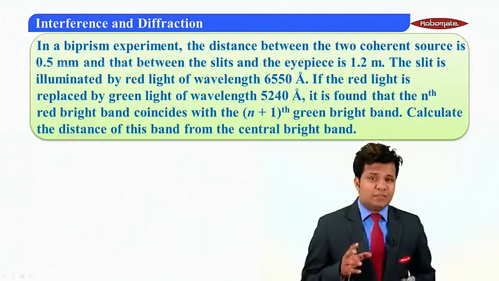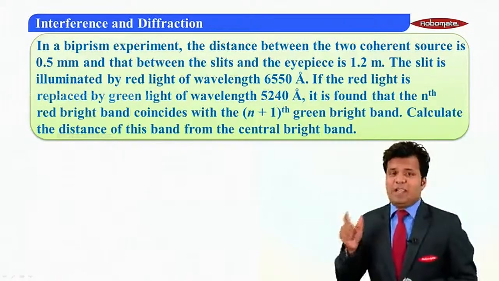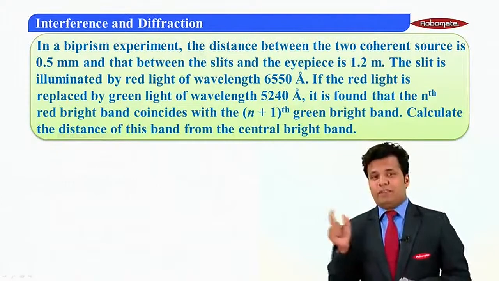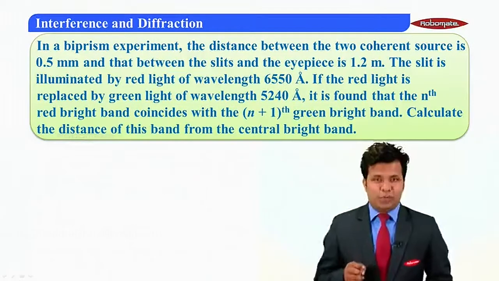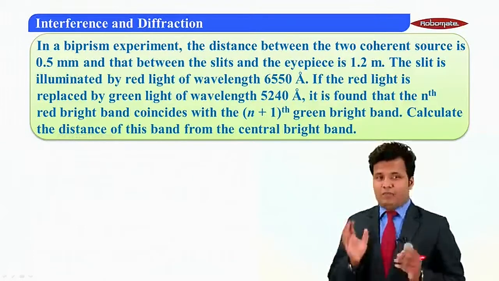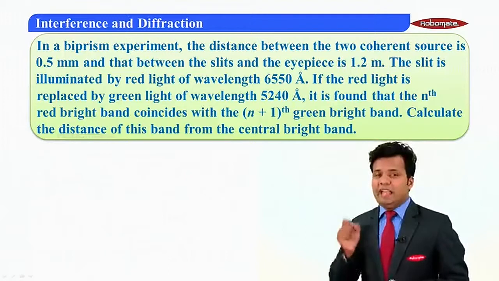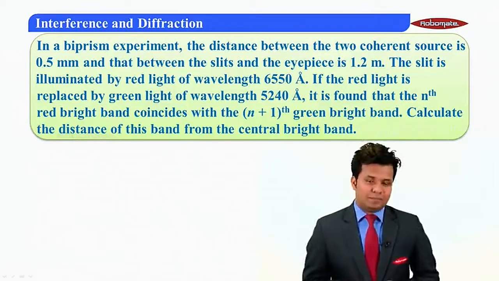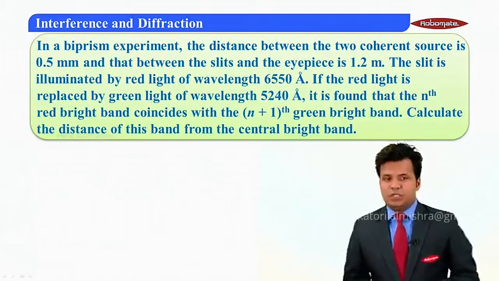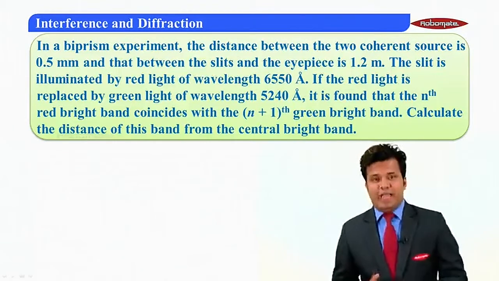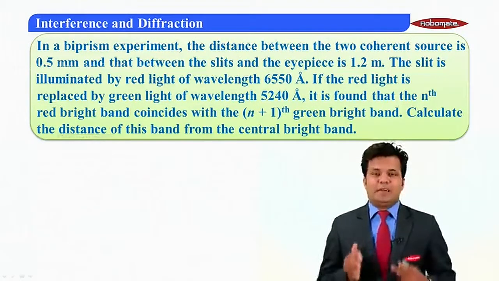Now the question is, if the red light is replaced by the green light, which is having wavelength 5240 angstrom unit, you just need to find that the nth red bright band coincides with the n plus 1th green bright band. Then what is the question? The question is to calculate the distance of this band from CBB, that is the central bright band.